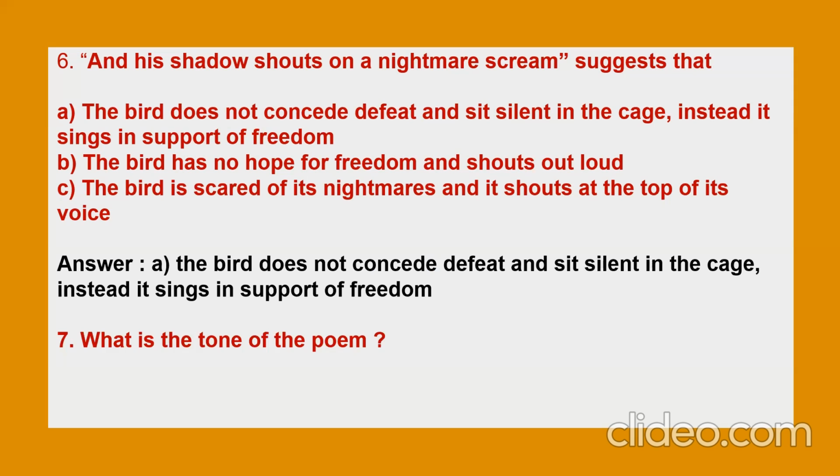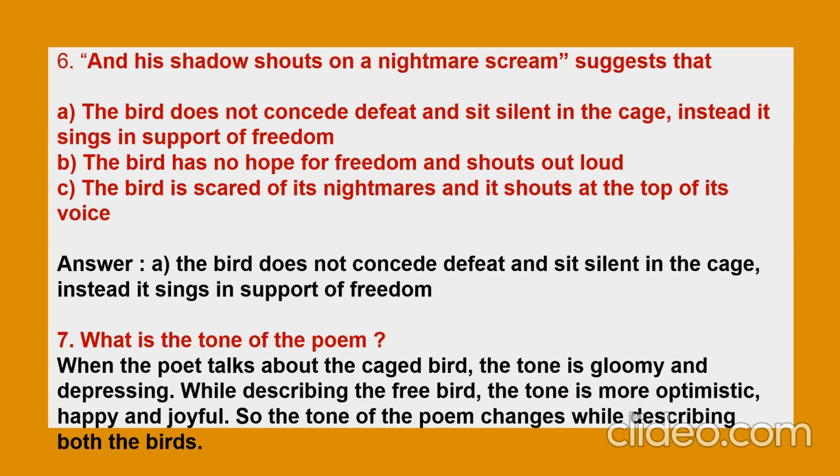What is the tone of the poem? When the poet talks about the caged bird, the tone is gloomy and depressing. When the poet describes the free bird, we find here the tone is more optimistic, happy, and joyful. So we find here there's a change in the tone of the poem while describing both the birds.